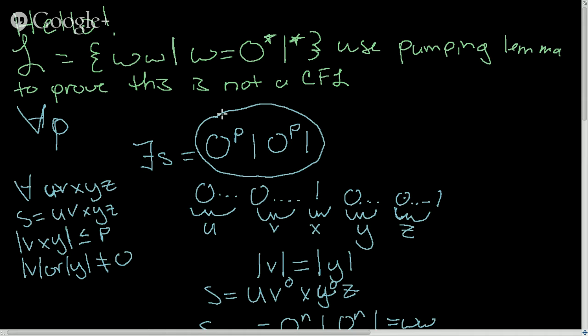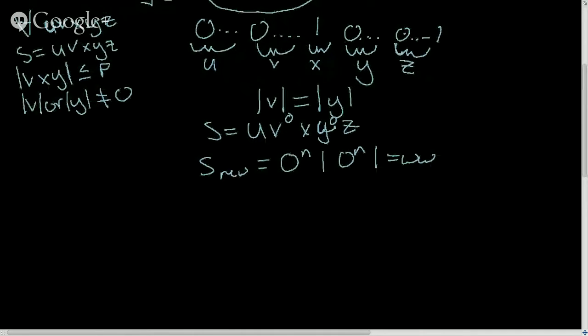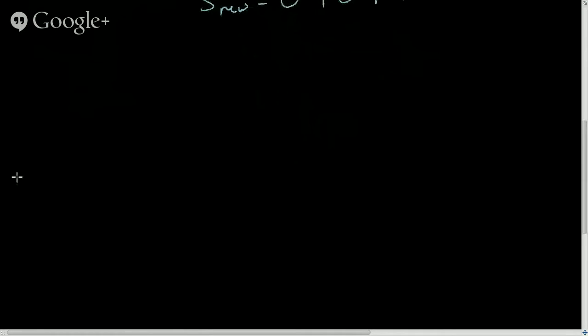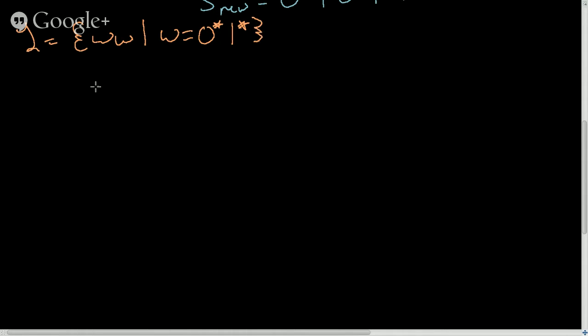So we need to choose a better string for that. What we can do instead, I'm going to choose a new color, is, again, our language here is L equals WW such that W equals 0 star 1 star. What we can do instead is say for all P, we have some string S that equals 0^P 1^P 0^P 1^P.